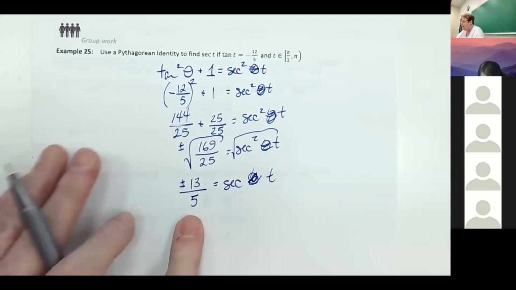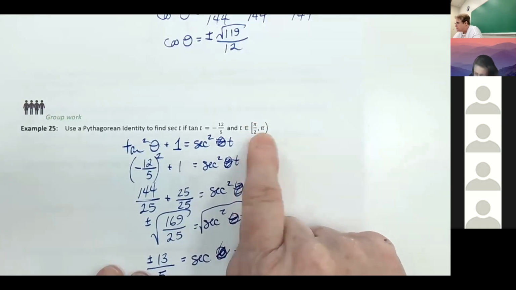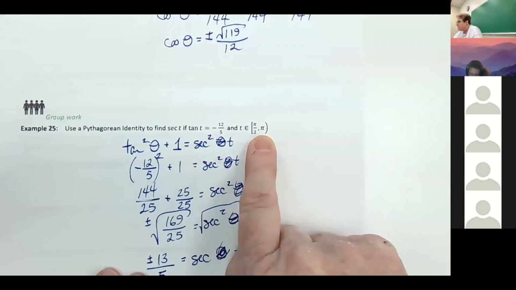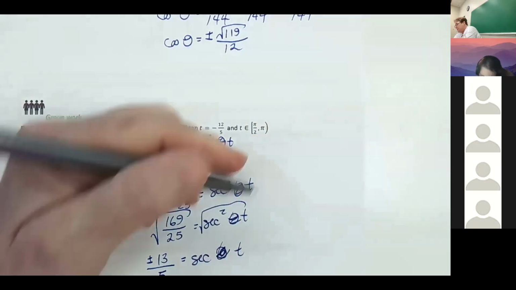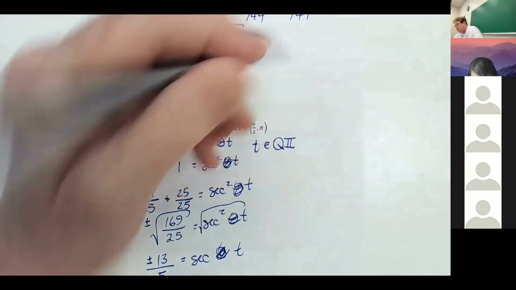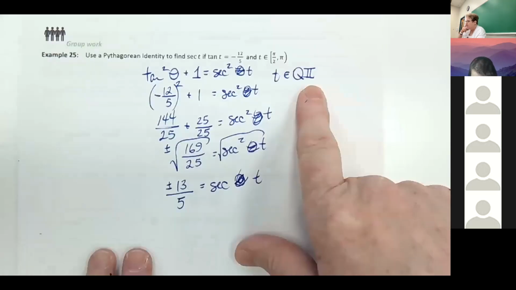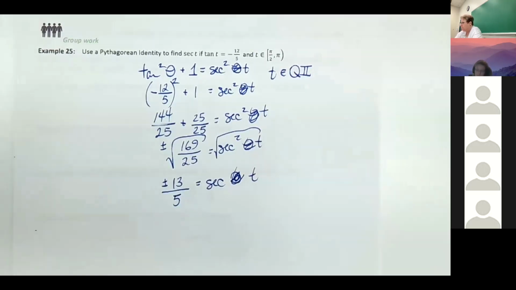Now we need to see where is t. So which quadrant starts at pi over 2 and goes to pi? Good. So t is in quadrant 2. Secant is connected to which, sine or cosine?